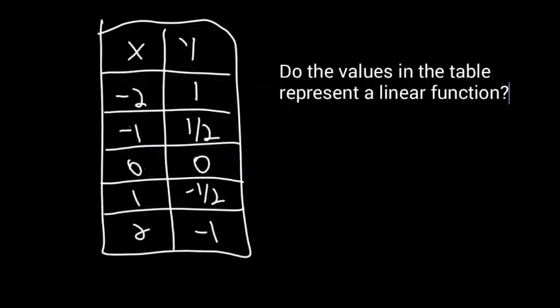Alright, so do the values in the table represent a linear function? So we need to first see if we're changing by a constant amount. So to get from 1 to 1/2, that's minus 1/2. To get from 1/2 to 0 is minus 1/2. 0 to negative 1/2 is minus 1/2. And negative 1/2 to negative 1 would be minus 1/2.